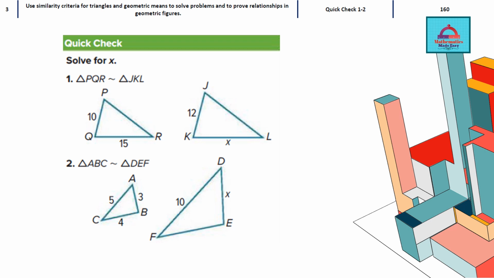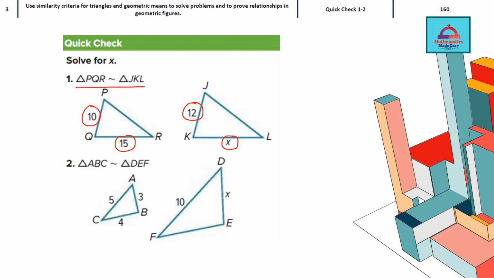Next, we are going to use similarity criteria for triangles to solve problems. So let's do this. Here you are given two triangles PQR and JKL as you see. Side PQ is given to be 10, side JK is given to be 12, side QR is given to be 15 and side KL is given to be X.